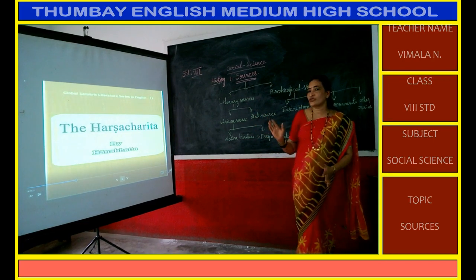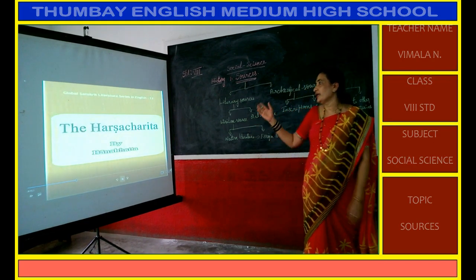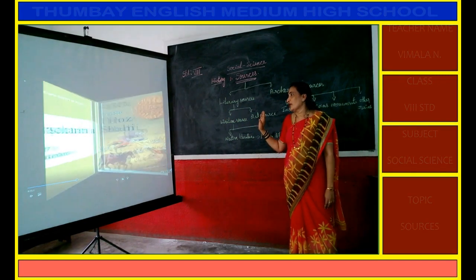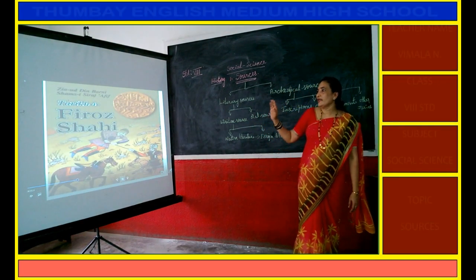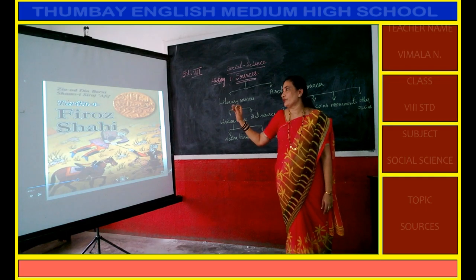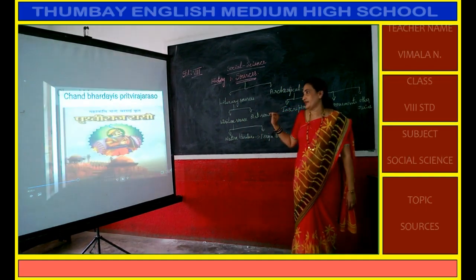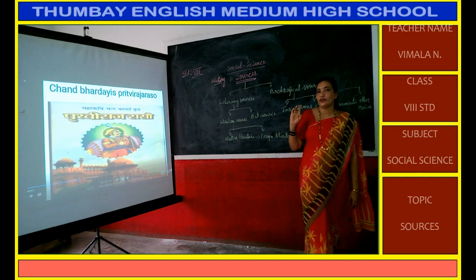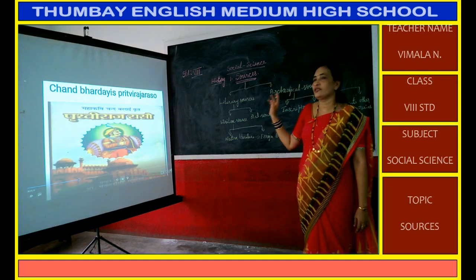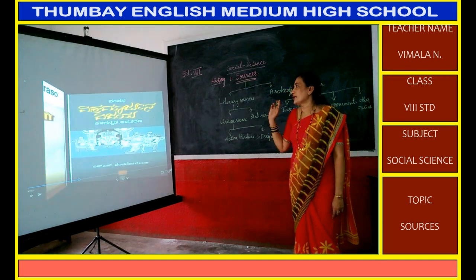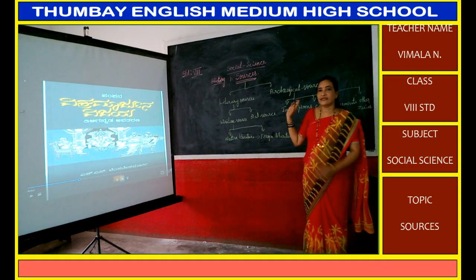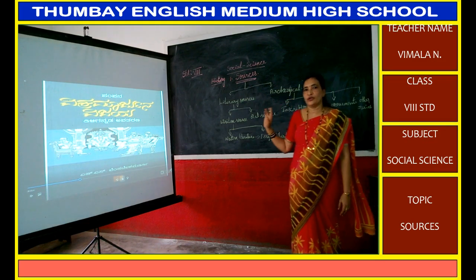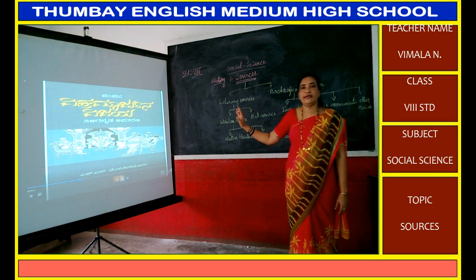Banabhatta was a court poet of Harsha. He wrote the autobiography of Harsha, that is Harsha Charita. And Firishta wrote Tarikh-i-Firishta. Also Chand Bardai, court poet of Prithviraj Chauhan, wrote Prithviraj Raso. Next, one of the famous Kannada poets, Pampa, wrote Vikramarjuna Vijaya in Kannada.